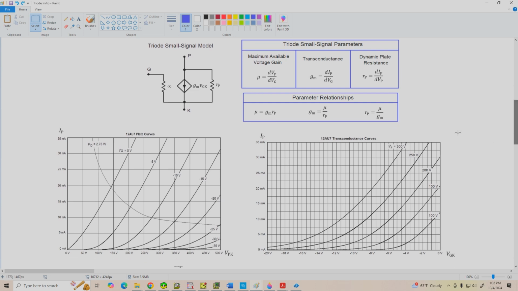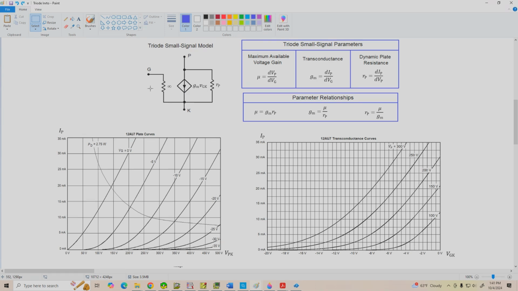And here we've got the typical small signal model that I'm going to use for the triode. There are two possibilities. We could represent it either as a voltage controlled current source or a voltage controlled voltage source. I prefer to go with the voltage controlled current source because that matches up more closely with the field effect transistor models that we've used previously.